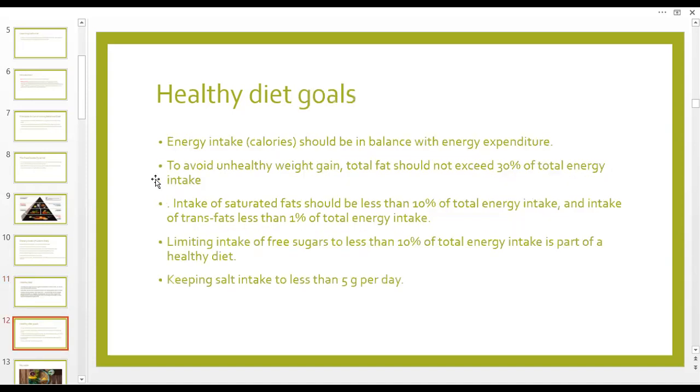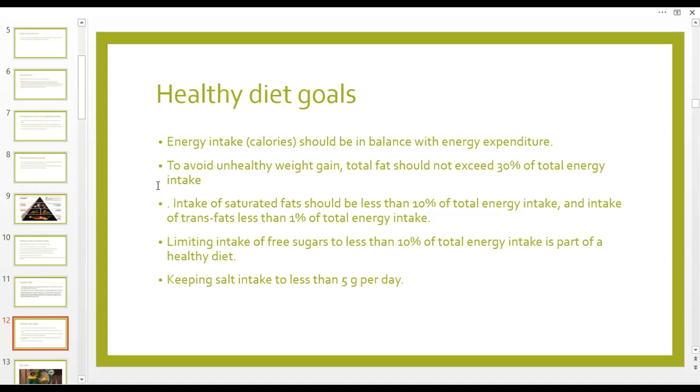Healthy diet goals. Now, energy intake should be in balance with energy expenditure. So the requirement of calories depends upon age, gender, culture, physical activity or inactivity, and other factors. To avoid unhealthy weight gain, total fat should not exceed 30% of total energy intake. Intake of saturated fatty acids, as already discussed, should be less than 10%, and intake of trans fats should be less than 1% of total energy.